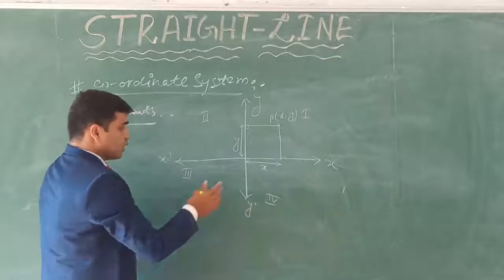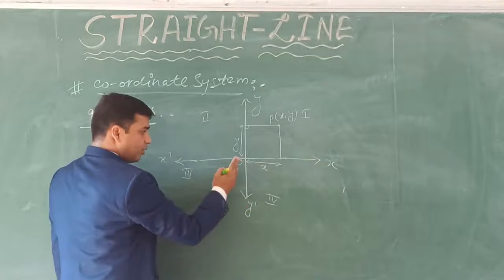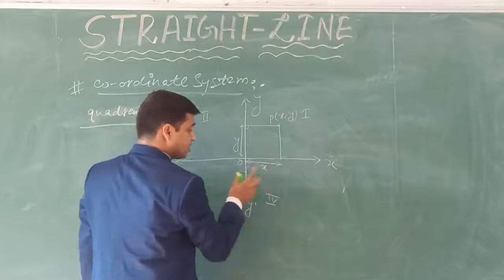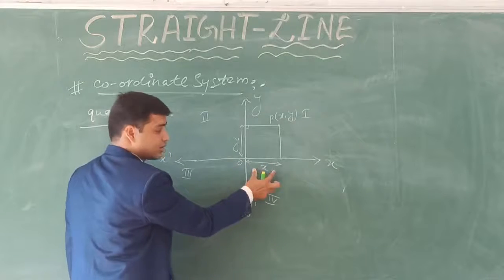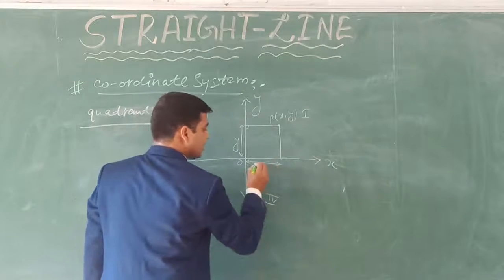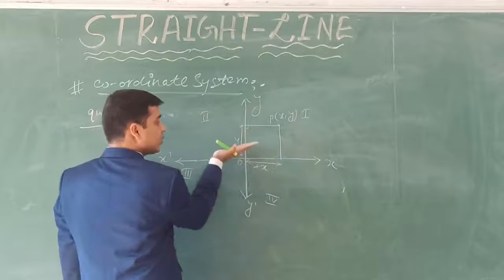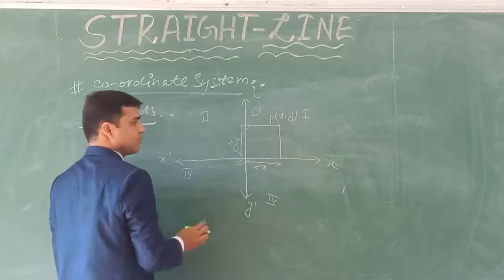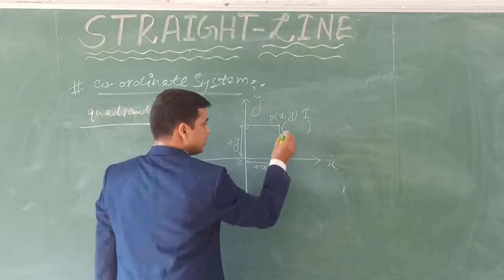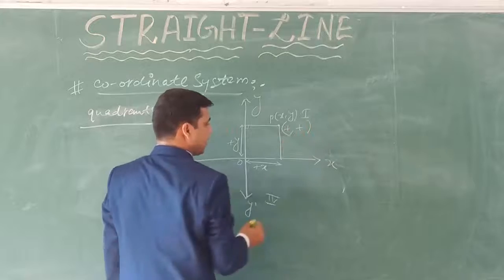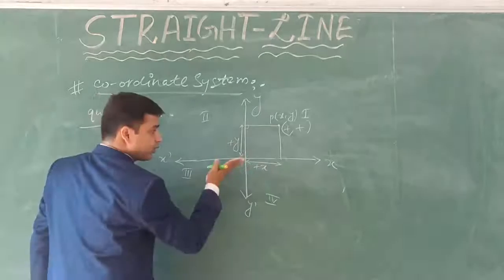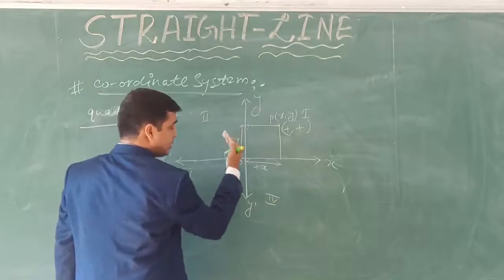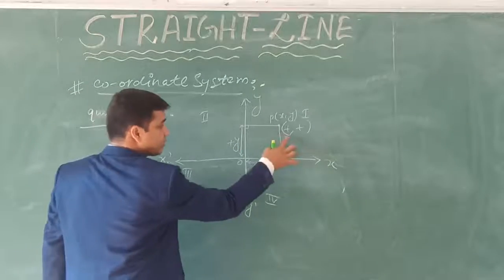Now see this here. This is the origin. From here we are going towards positive, meaning we are going in the positive x direction. So obviously this x will be plus x, and we are going upward in the y axis direction, so obviously this will be plus y. So x will be plus in this quadrant and y will be plus. Why? From here we are going along the positive x axis and upward along the positive y axis. That's why this will be plus and plus.